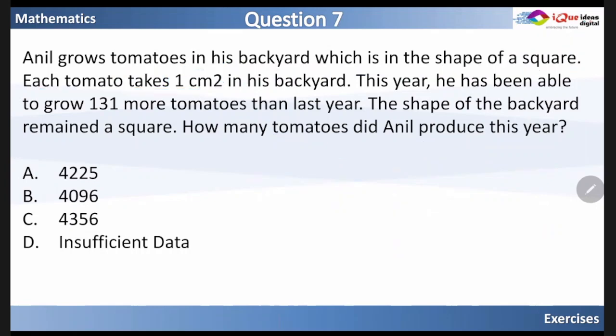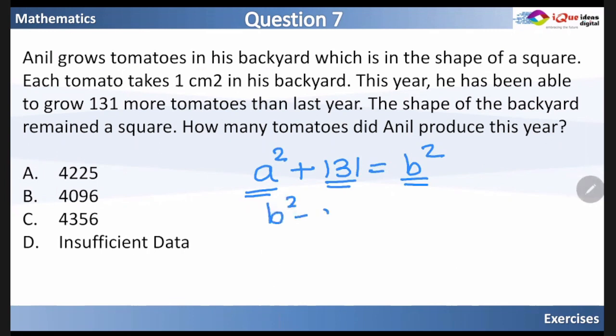So the number of tomatoes has to be a perfect square, and if originally he grew a square tomatoes, then he grows 131 more and now it is b square. So the original square number plus 131 also has to be a new square number. So basically I need to find out two square numbers who are at a difference of 131 from each other, correct? So in this case, can I say b square minus a square is equal to 131?